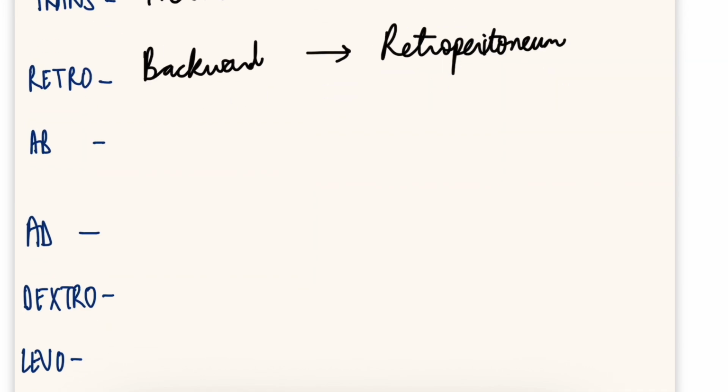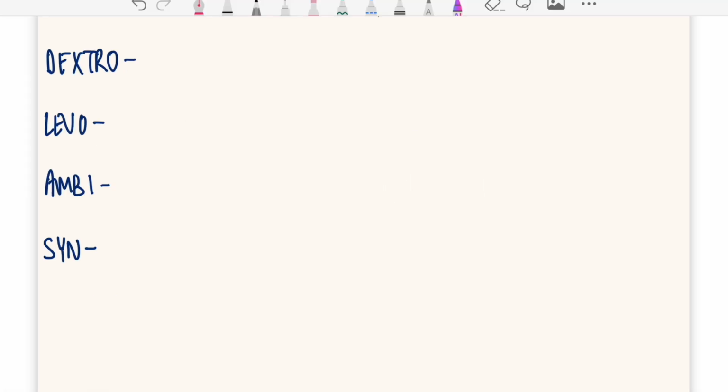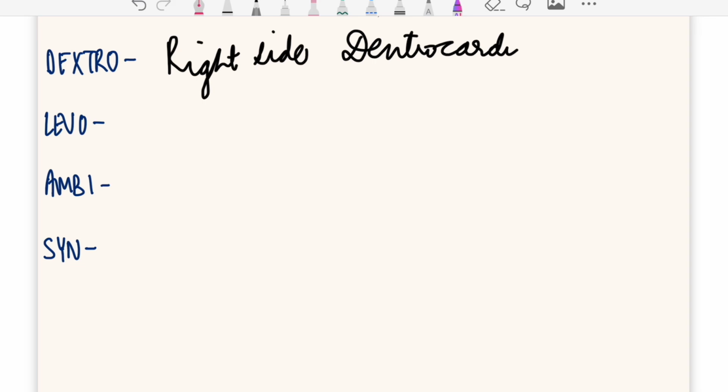Now comes ab. Ab stands for abduction. Abduction. This is another anatomical term, right? Abduction means away. Ad is adduction. Adduction means towards or near. Now comes dextro. Dextro is right side. For example, dextrocardia. Dextrocardia means heart is situated on the right side. Similarly, levo is for the left side.